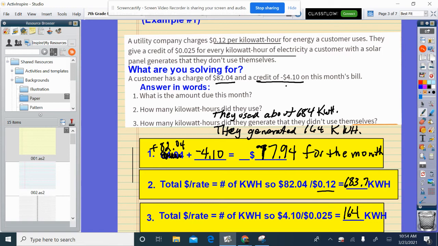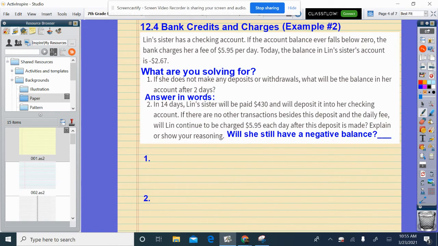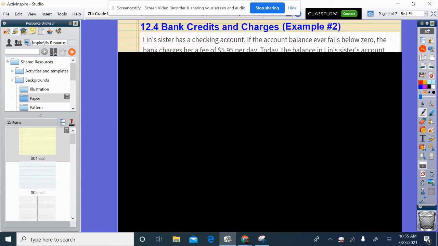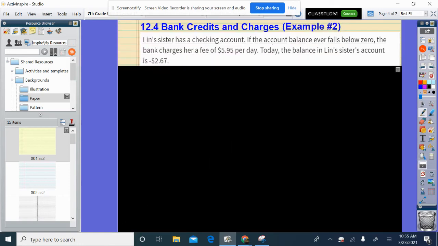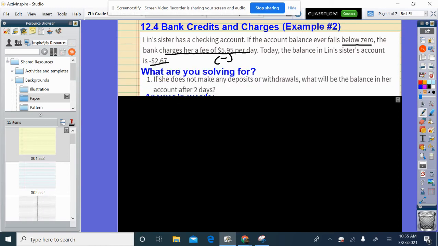So let's go on to example number 2. Here we have Lynn's sister. Lynn's sister has a checking account. If the account balance ever falls below zero, the bank charges her a fee of $5.95 per day. That's money that she owes, so that would be a negative amount. Today, the balance in her account is negative $2.67. So she's already got a negative balance.